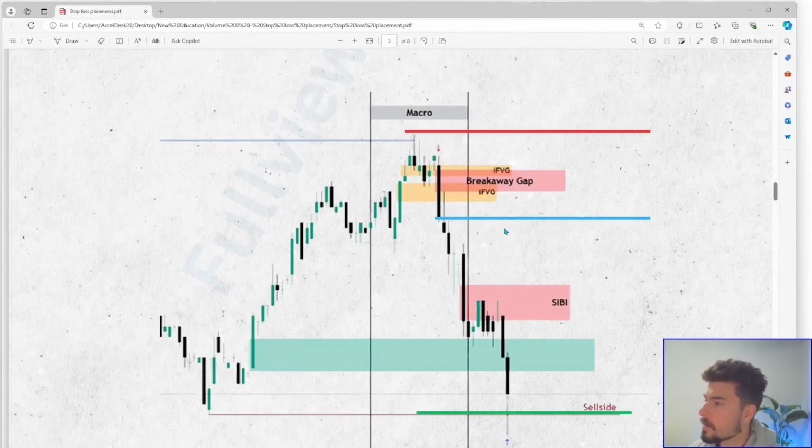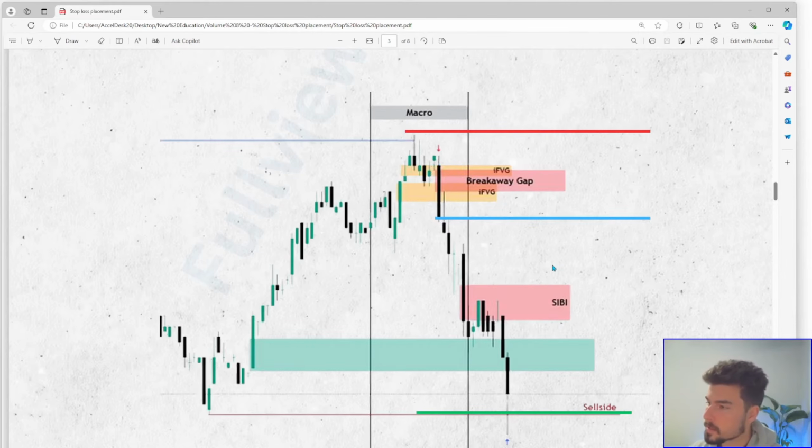Now, the question you might have is, okay, in this first example, why is my stop loss there? Well, in this example, guys, I'm making use of a sweep of buy side, right? There is a shift in structure here. There's an inversion fair value gap. There's another inversion fair value gap here. There's a sell side imbalance, which becomes a breakaway gap. And we've also got an order block, right? So these 2 up close candles are an order block when price breaks below.